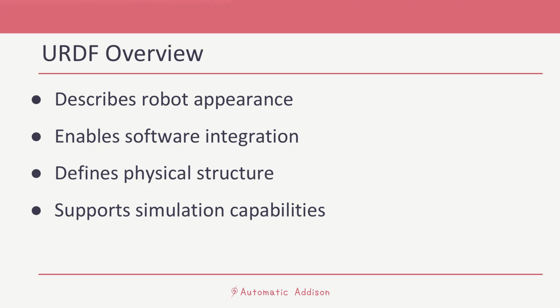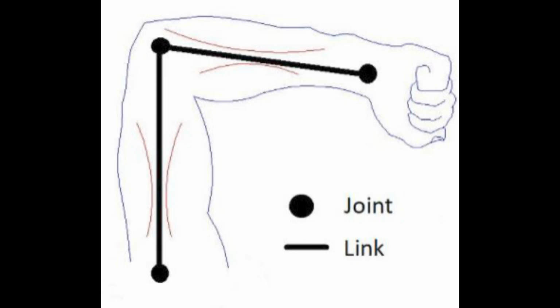A URDF, or Unified Robot Description Format file, is an XML file that describes what a robot should look like in real life. It contains the complete physical description of the robot. Building the body of the robot is the first step when integrating your mobile robot or robotic arm with ROS 2. The body of a robot consists of two components, links and joints.